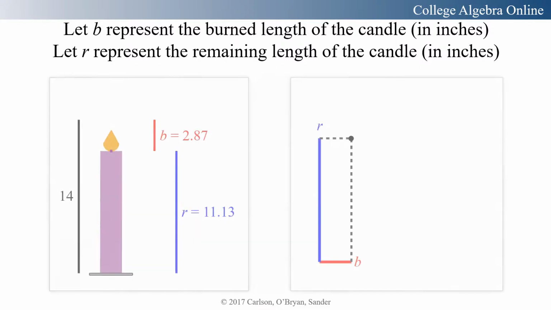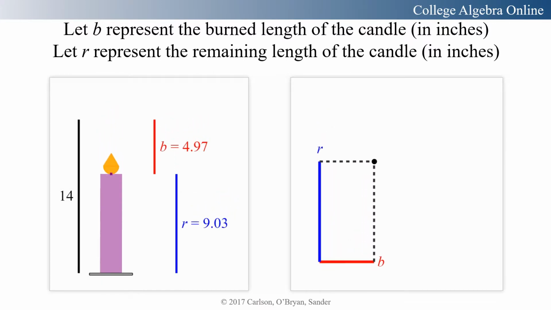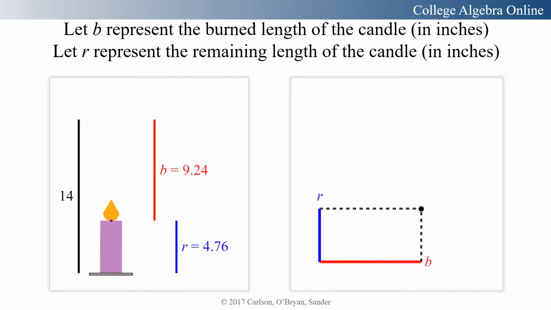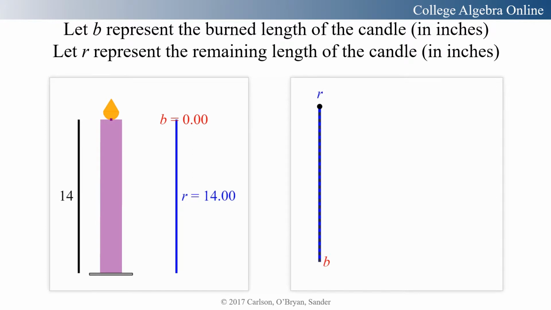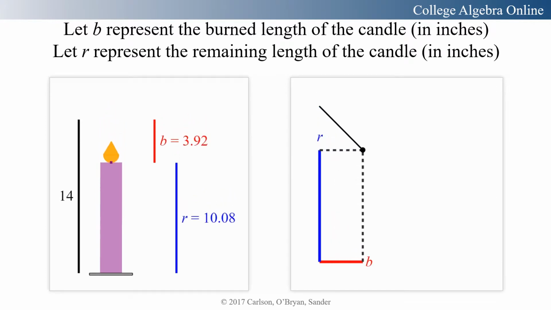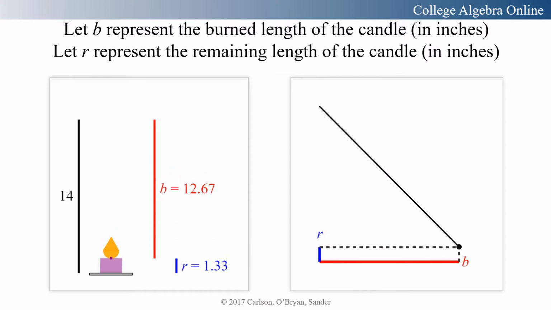We can use a point to represent the simultaneous values of b and r by placing a point such that the horizontal component of the point represents the value of b, and the vertical component of the point represents the value of r. As the candle burns, the point's location varies accordingly. If we trace this point, as b and r vary together, the result is a graph that represents how b and r varied together.